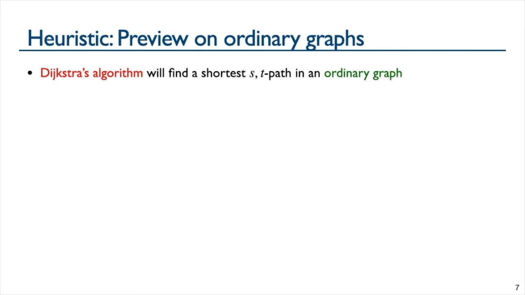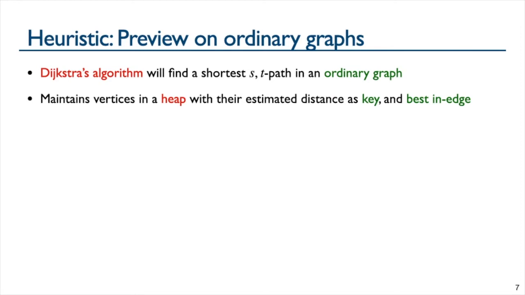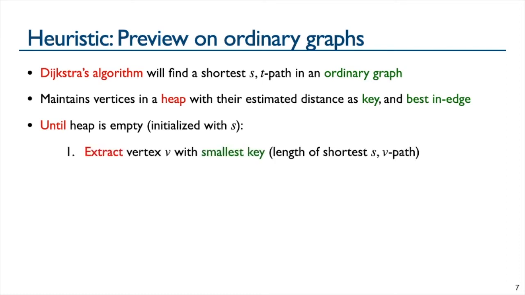Dijkstra's algorithm finds the shortest ST path in ordinary graphs. It maintains a heap of vertices prioritized by their estimated distance from the source as their key, and each vertex holds on to its best in-edge. The heap is initialized to the source vertex S, and until it is empty, we repeatedly extract the vertex V with the smallest key, which is the length of the shortest SV path.